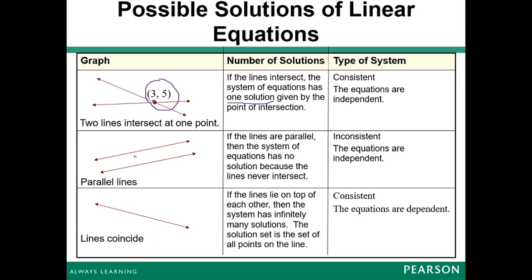Now what happened in our example? Look at that, we have lines that coincide. If the lines lie on top of each other, then the system has infinitely many solutions. The solution set is the set of all the points on the line. So in this case, it's consistent and the equations are dependent. That is very good.